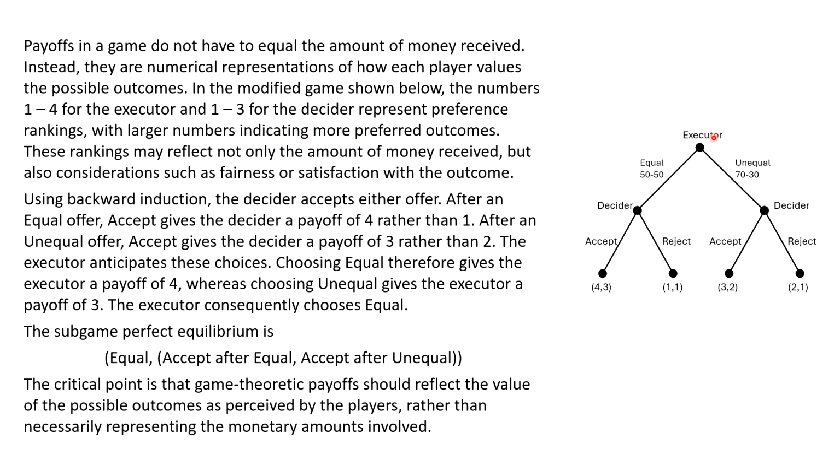So for example, the executor down here would favor 4 over 1, and the decider would favor the 3 over the 1. But they don't represent money. They could just represent some other value that they have in relation to this game here. These rankings may reflect not only the amount of money received, but also considerations such as fairness or satisfaction with the outcome. And they may not reflect money at all, actually. Using backward induction, the decider accepts either offer.